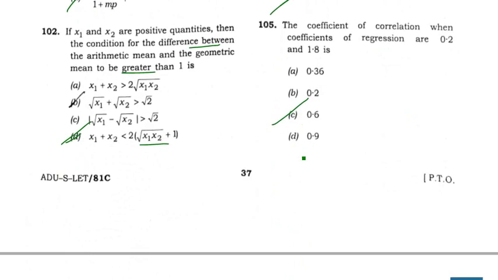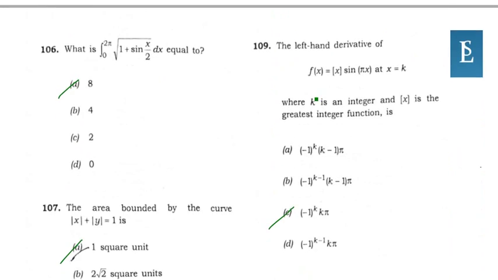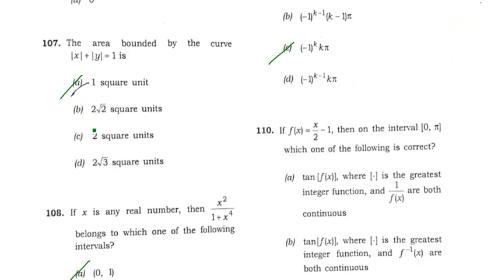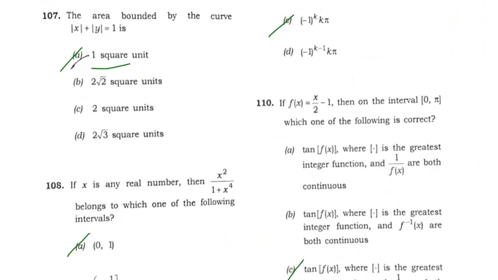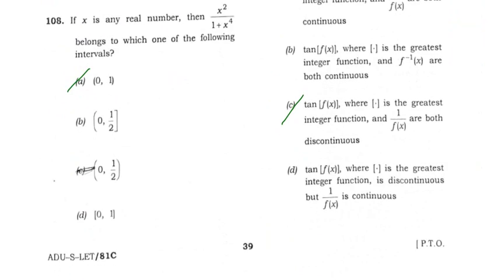The coefficient of correlation when the coefficients of regression are 0.2 and 1.8 is 0.6. Next question: what is the integral from 0 to pi of under root 1 plus sin x by 2 dx equal to? So it is equal to D. The area bounded by the curve mod x plus mod y equal to 1 is 1 square unit, obviously. If x is any real number, then x square upon 1 plus x power 4 belongs to which of the following intervals? So it belongs to 0, 1. Okay, this is the interval.